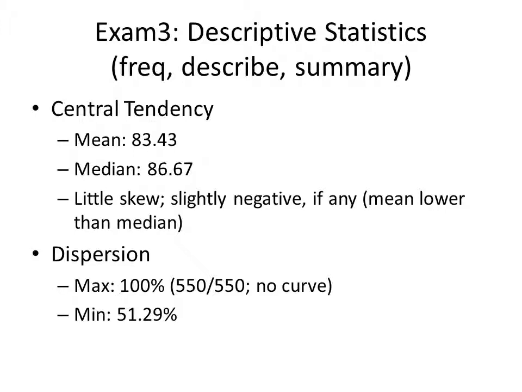In terms of dispersion, the maximum score was 100%. There were 550 points available, and one person scored a perfect 550 for 100%. Thus, there is no curve on Exam 3. The lowest score was 51.29%.